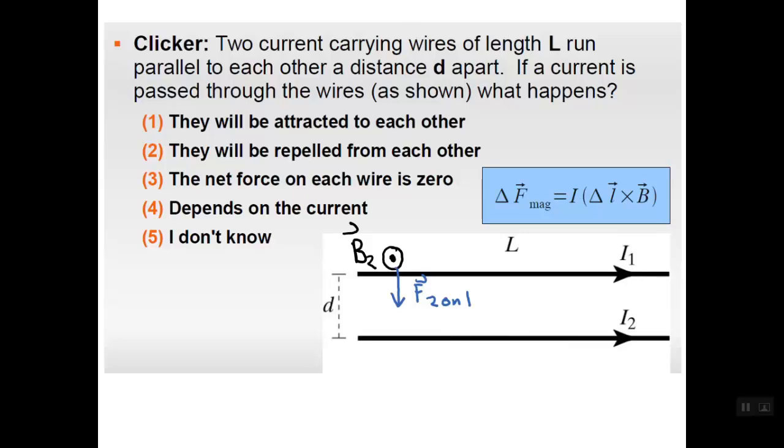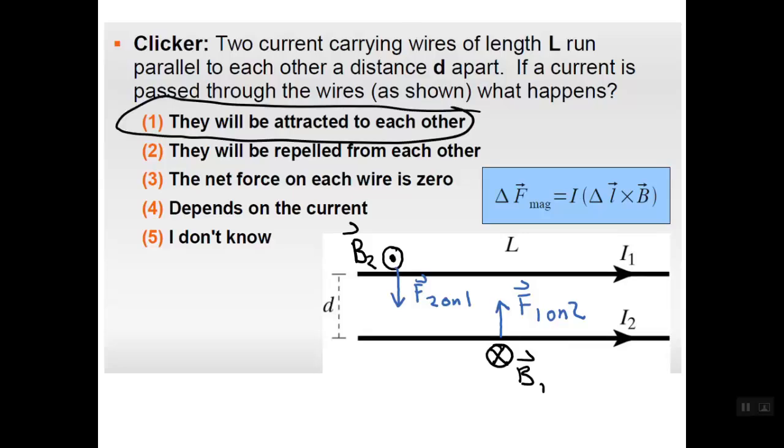Now let's look at the magnetic force on the bottom wire. The field on the bottom wire due to the top wire, which we'll call B1, we can find again from the right-hand rule for magnetic fields from currents in wires, and that tells us B1 is into the page at the location of wire 2. Now we apply the cross product right-hand rule, delta L cross B1, and we find the magnetic force of wire 1 on wire 2 is up. So bottom line, we see that the wires are attracted to one another.